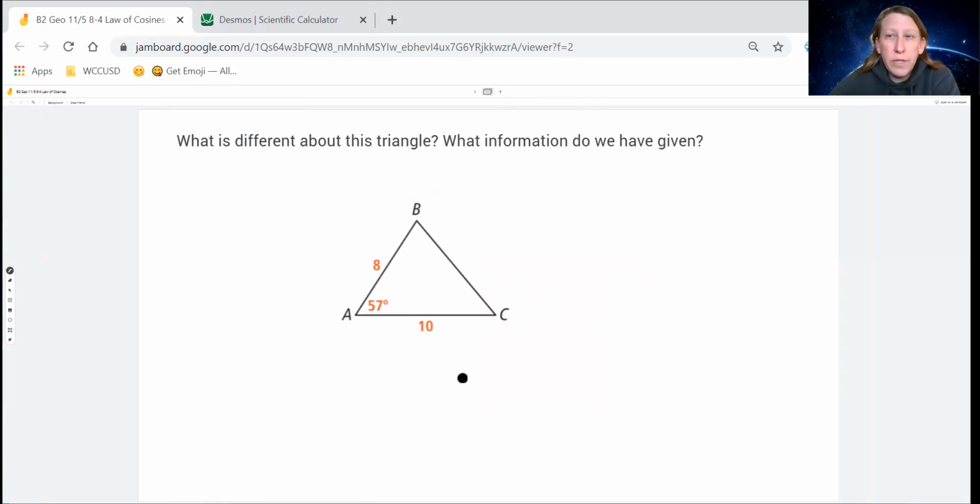And what information do we have? We have a side length, we have another side length, and we have this angle in between them. So when I see this, my brain is like, oh, I have a side, I have the included angle, and I have another side. So when I see side, angle, side given, I know that I can use the law of cosines.